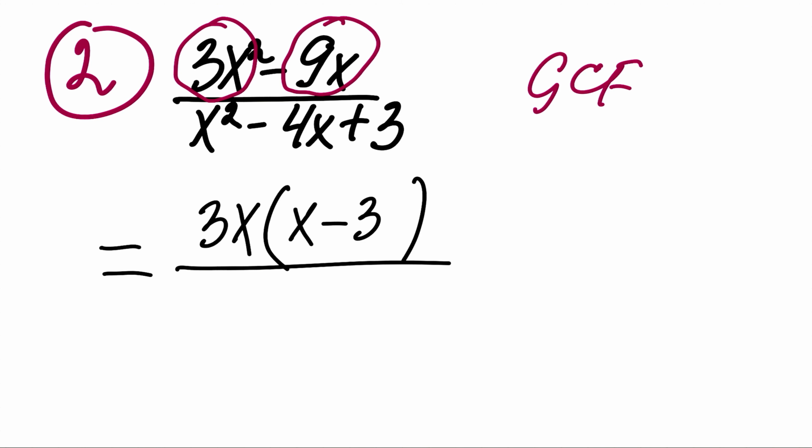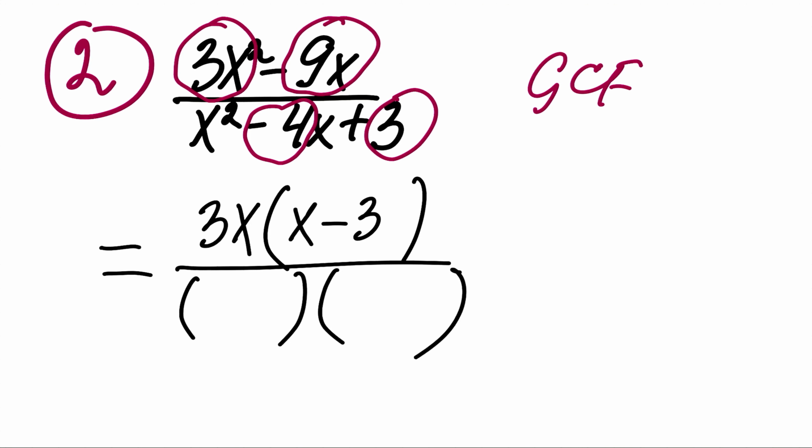So the bottom is a standard quadratic, and we're going to do the same technique as we did for the first one. So we're looking for two numbers that multiply to the last coefficient 3 and add to negative 4. So your quadratic factors out to two sets of parentheses, both starting with x. And it's gonna be negative 1, the first number, and the second number is gonna be negative 3.